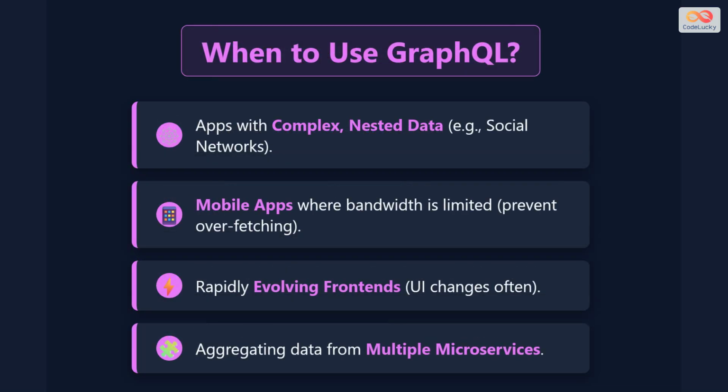On the other hand, choose GraphQL if you are building an application with complex, nested data, like a social network or a dashboard. It is excellent for mobile apps where bandwidth is limited, as it reduces data usage. It is also perfect if your front-end changes frequently, as developers can change queries without needing back-end adjustments.